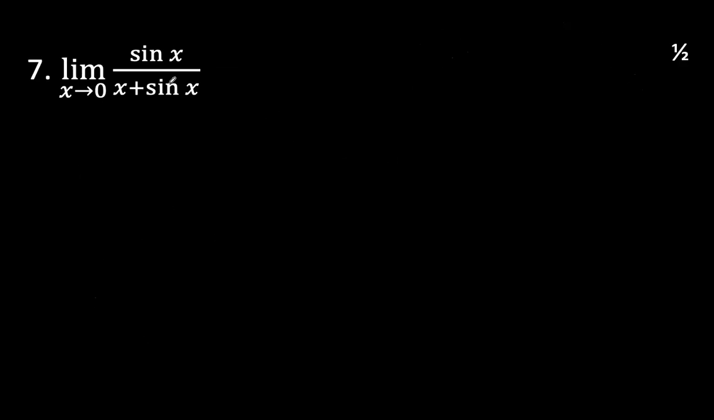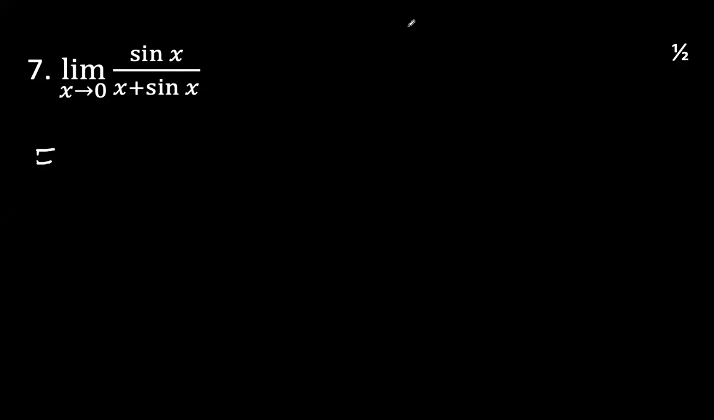Okay, and in number 7, try to solve this on your own as well. Again, let's see if you'll get the correct answer. All right, so how do we solve this problem? The limit of sine x over x plus sine x as x approaches 0. In number 7, there are two ways to solve for the limit of this expression. So let's have method 1.